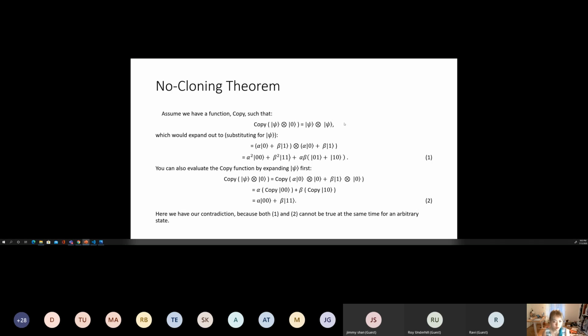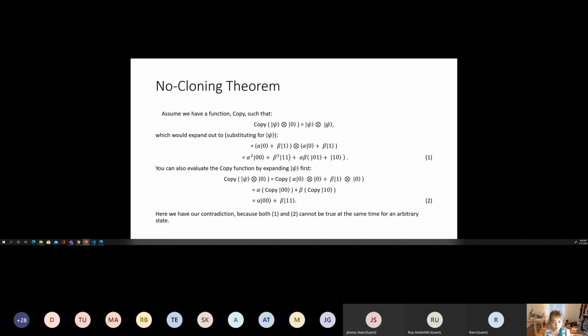So if you had one, that would be some kind of operation. In this case, you have a function called copy. And if you have an arbitrary state phi with 0, don't worry about the tensor here. It's just showing that it's putting these two qubits together. No entanglement is happening here. And if you can turn the 0 into phi, then you will get this case out.